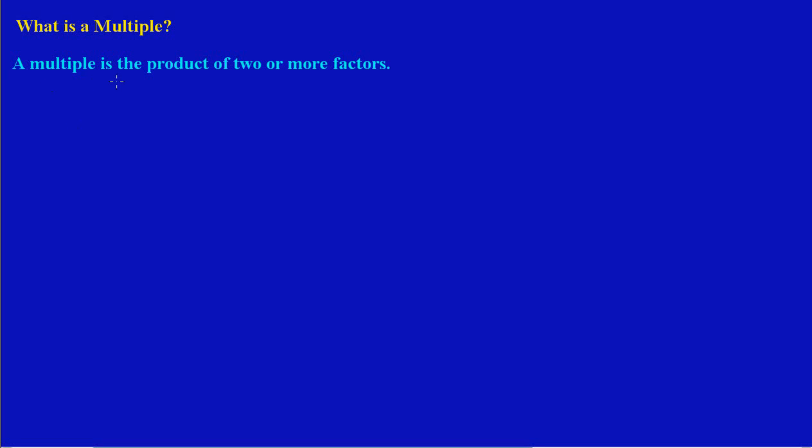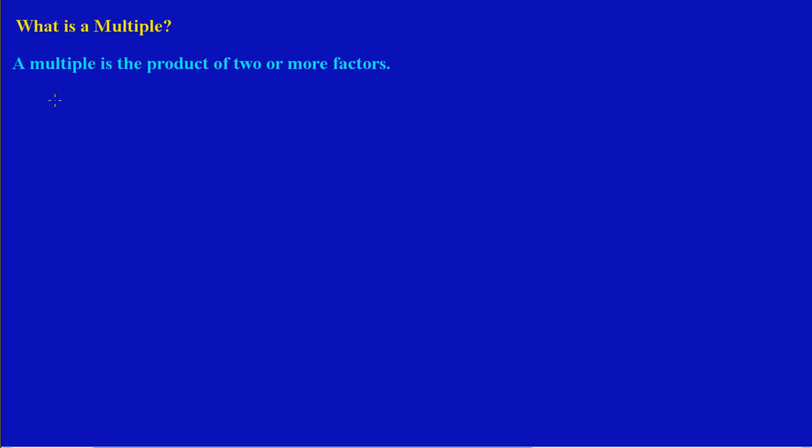Hey guys, now in this lesson, we're going to be looking at what is a multiple. We're going to define, rather, what is a multiple, right? We have been looking at factors in the previous videos. So now let's look at what a multiple is. It is the product of two or more factors. Now, what does that mean, or what do we mean by that?